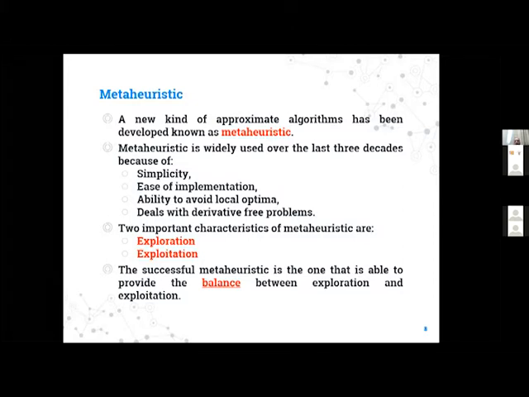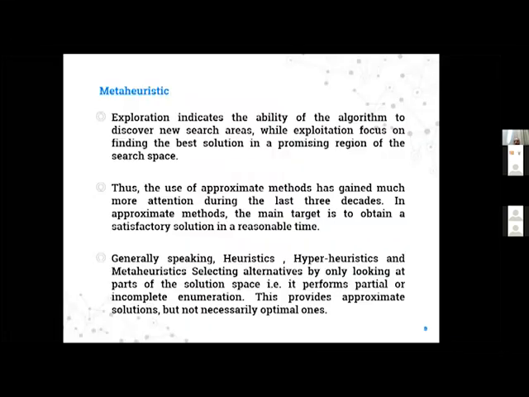Just the objective function is enough. Two important characteristics of meta-heuristics are exploration and exploitation. I mean that the successful meta-heuristic is the one that is able to balance between these two contradictory aspects, which is exploration and exploitation. Exploration indicates the ability of the algorithm to discover new search areas, while in exploitation, we have to focus on finding the best solution in a promising region of the search space.